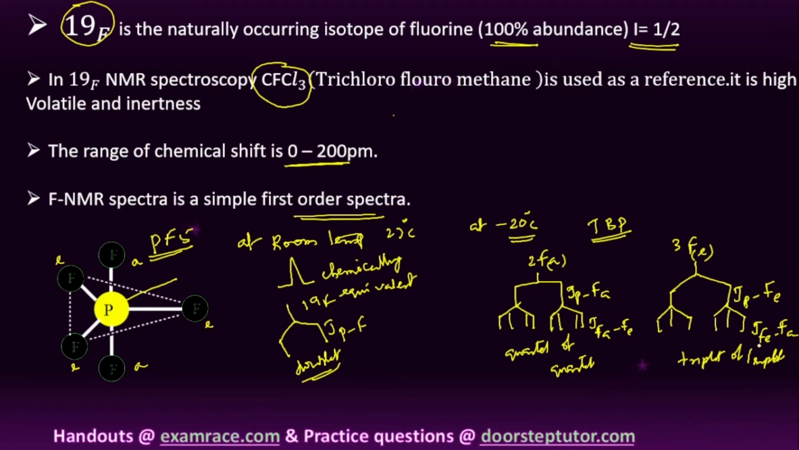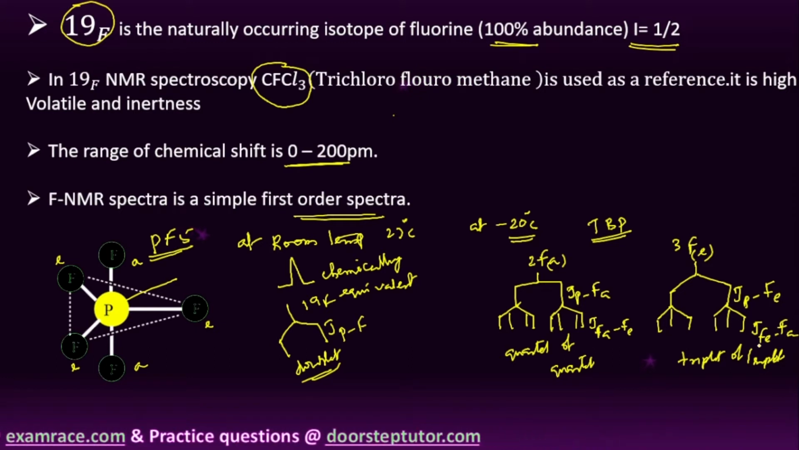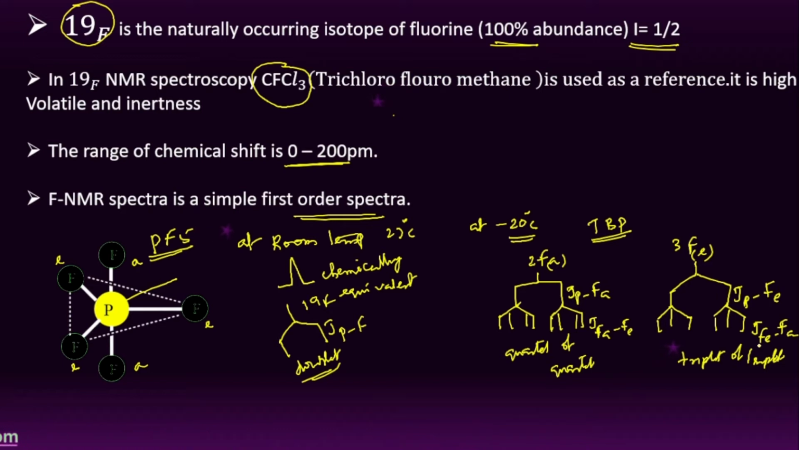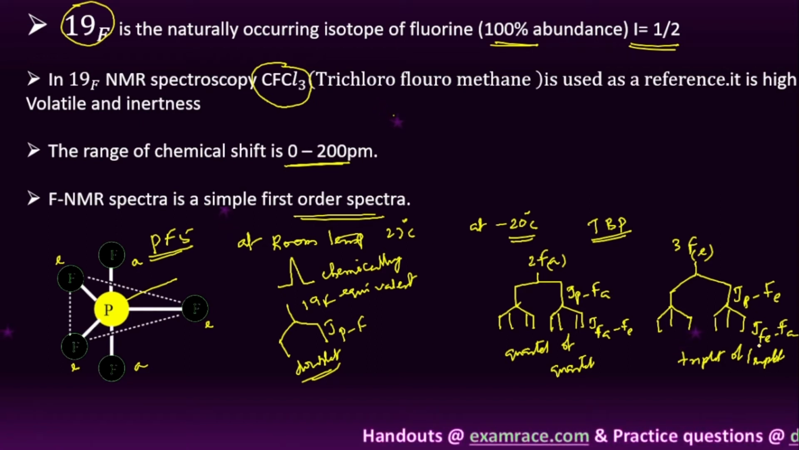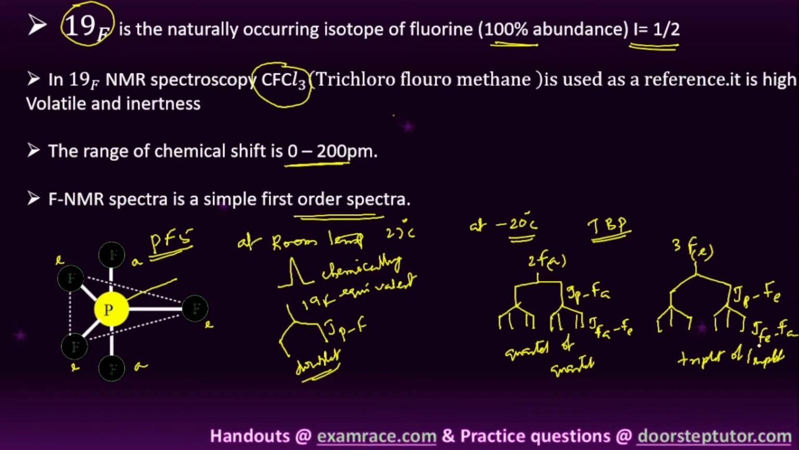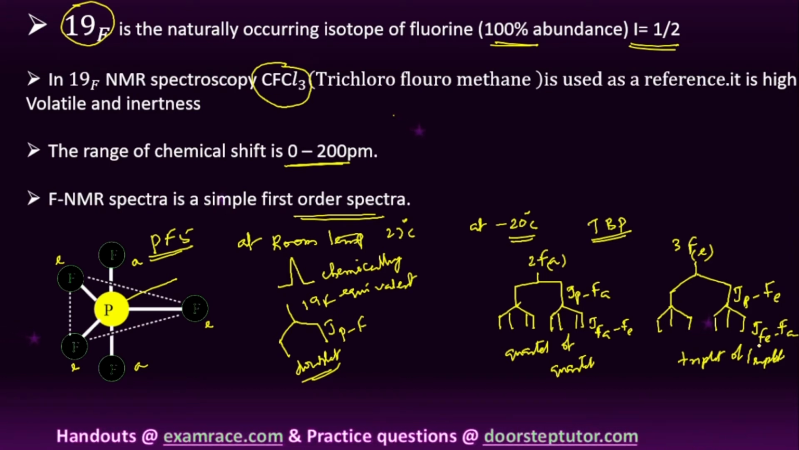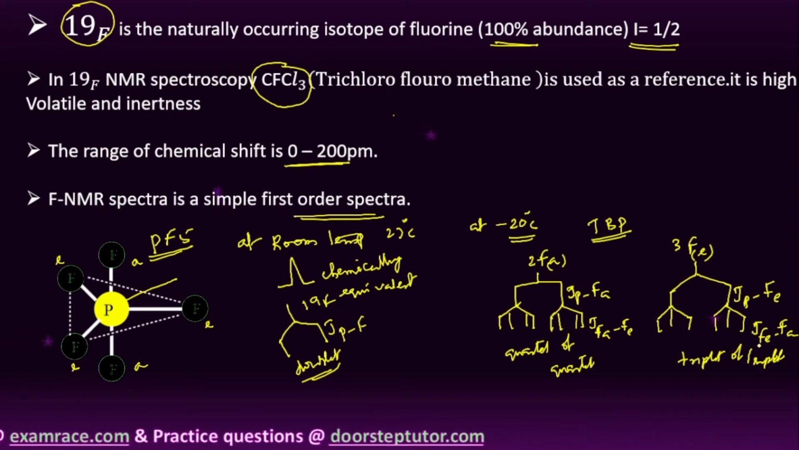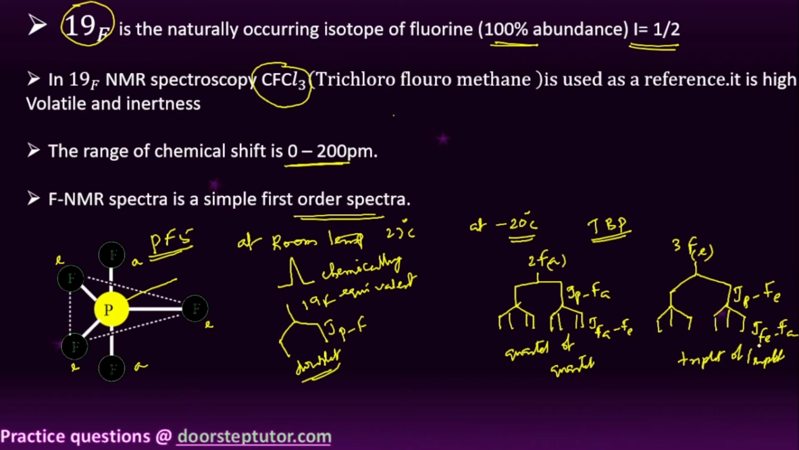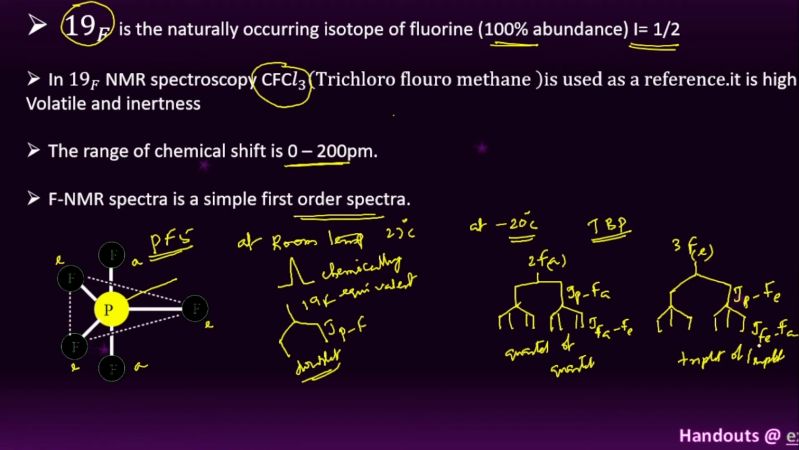Please be clear, students. At room temperature it gives only one signal. When it is coupled with phosphorus, it gives a doublet. But when we decrease the temperature, that means at minus 20 degrees, there are two types of fluorine atoms, axial and equatorial. The two axial fluorine atoms are coupled with equatorial fluorine atoms, and the equatorial fluorine atoms are coupled with the axial set of fluorine atoms.